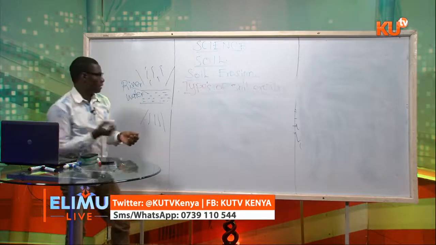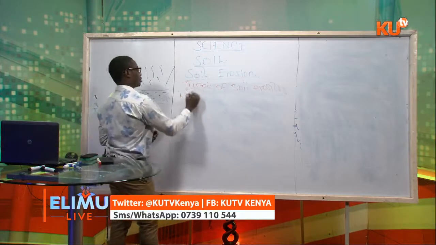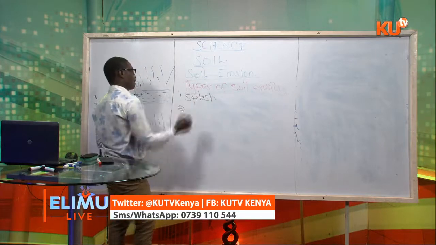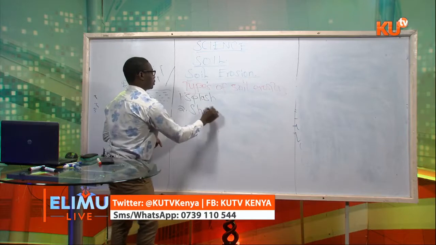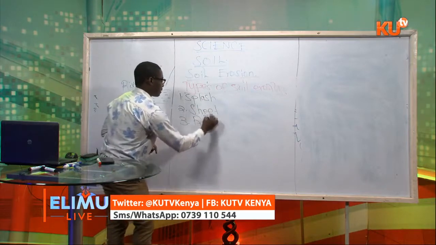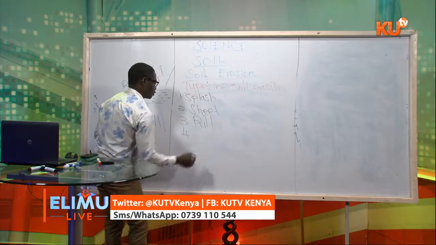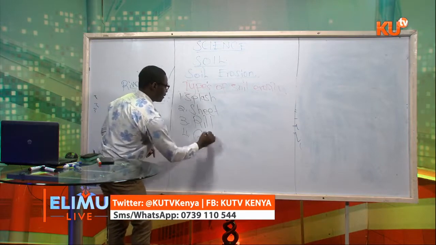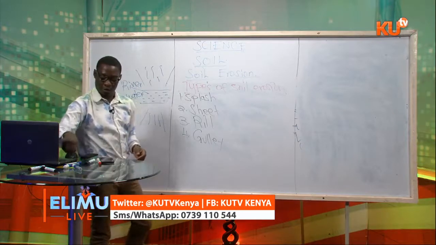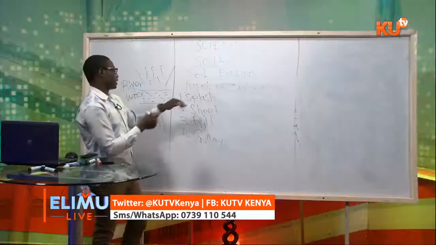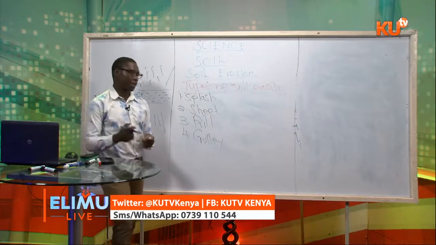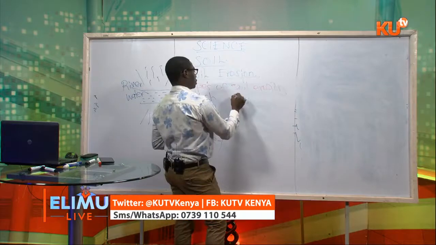So the first one, we have splash erosion. The second one, we have sheet erosion. The third one, we have rill erosion. And the fourth one, we have gully erosion. So these are the 4 types of soil erosion that we have: splash erosion, sheet erosion, rill erosion, and gully erosion. Let me start with splash erosion.